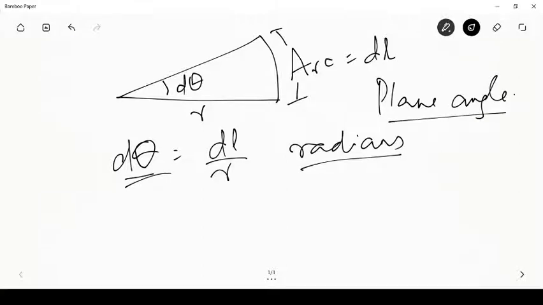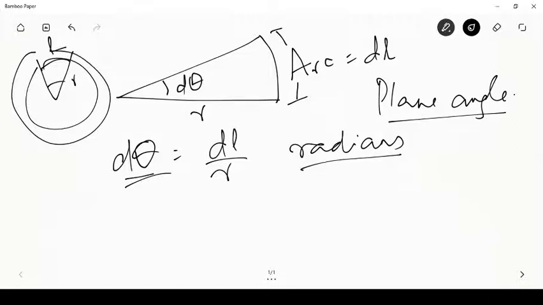Okay, so this can be visualized like, you have a pizza and you want to slice the pizza to an angle theta, which will be equal to this length divided by this radius. And when you take the entire circle, this length is 2 pi r, and therefore that divided by r will give me theta varying from 0 to 2 pi.